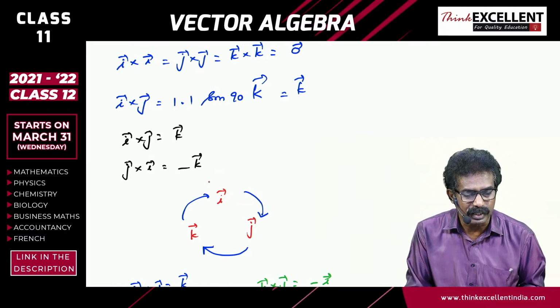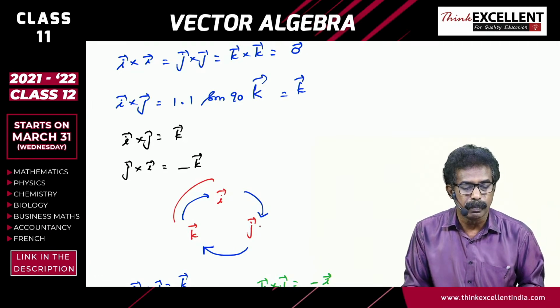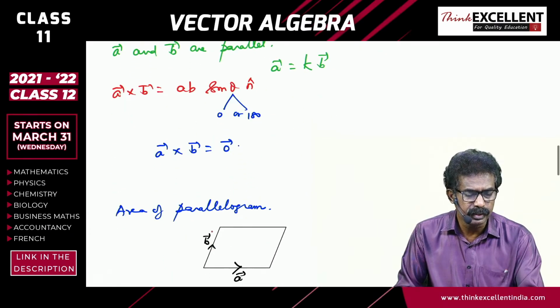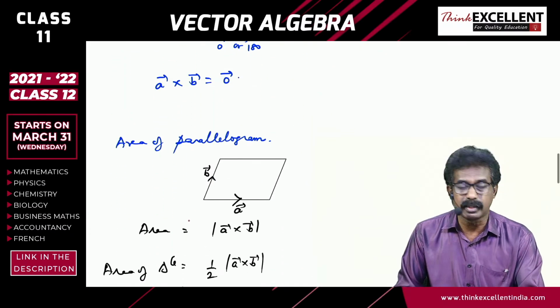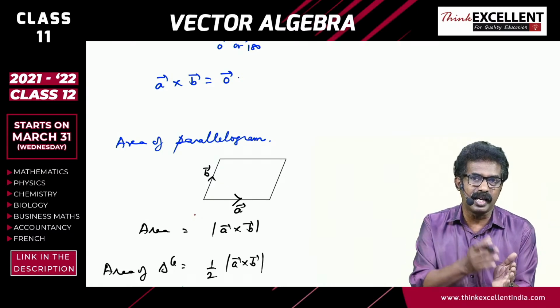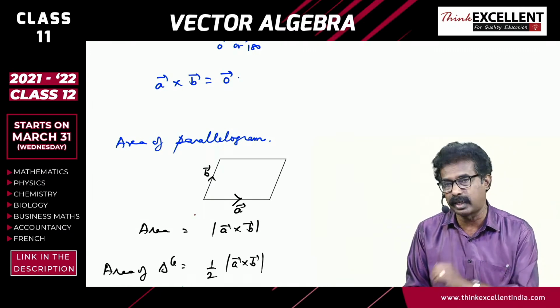Okay. For example, if J cross I cross K, what will you say? Minus J, you have to say. Okay. Then using dot product, you can find the projection of A on B, as we saw. Similarly, using cross product you can find the area of a parallelogram.